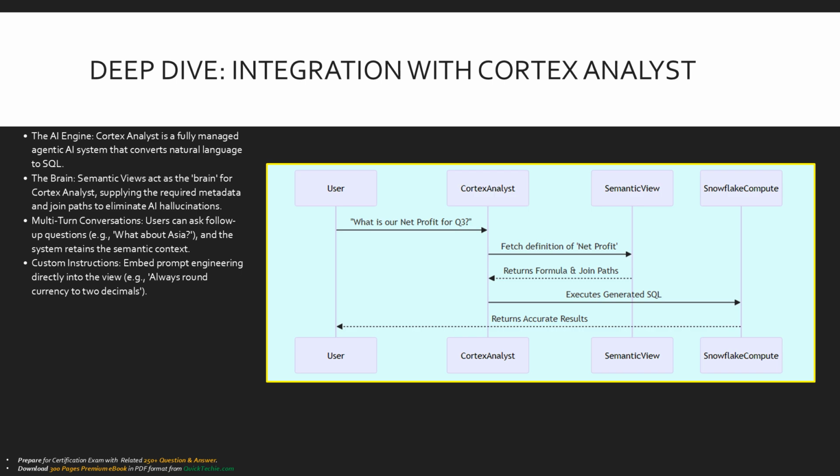This sequence diagram illustrates the life cycle of a text-to-SQL query using Cortex Analyst. The user asks a natural language question. Cortex Analyst doesn't just guess, it immediately queries the semantic view to fetch the exact mathematical definition of net profit and the required table join paths. Armed with this absolute truth, Cortex Analyst generates flawless SQL and executes it against the Snowflake compute engine. The final, perfectly accurate results are then returned to the user in seconds. The semantic view guarantees the AI gets the math right every single time.